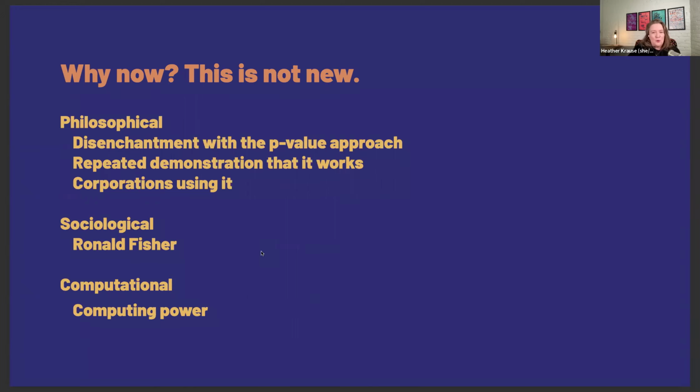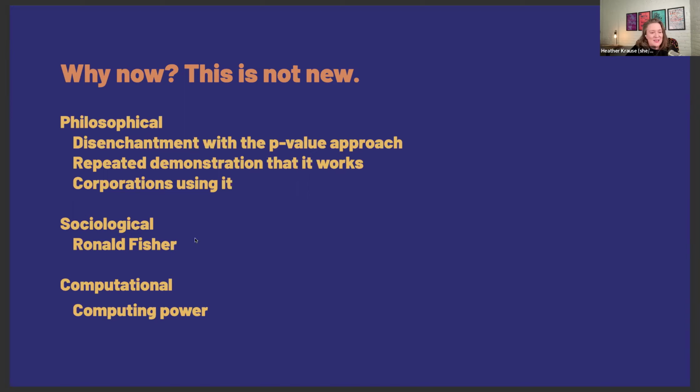Another kind of cultural, philosophical reason is that now we have repeated demonstrations that Bayesian analysis works. It's not just something untested. It's not just a theory. There's lots and lots of reproducible research saying, hey, this type of method actually does give us usable answers that can move the needle, especially in practice, especially in things like policy, the what works movement in education and health. And it doesn't hurt that there are a lot of corporations using Bayesian analysis to make a ton of money. So that always attracts interest in most economic situations.